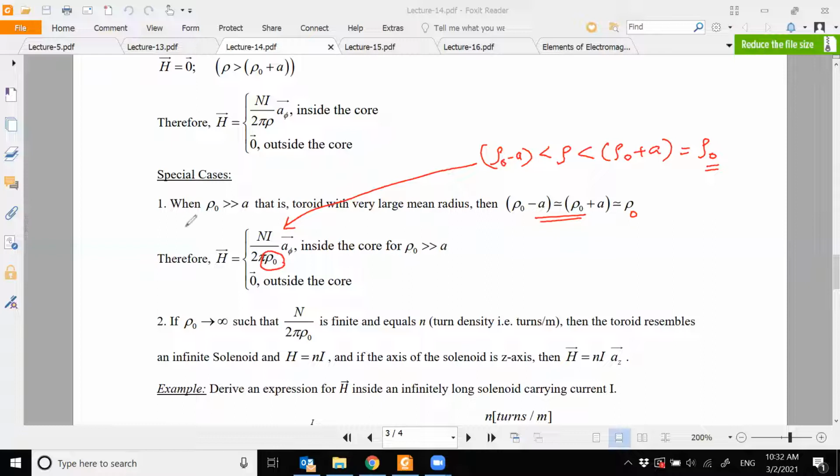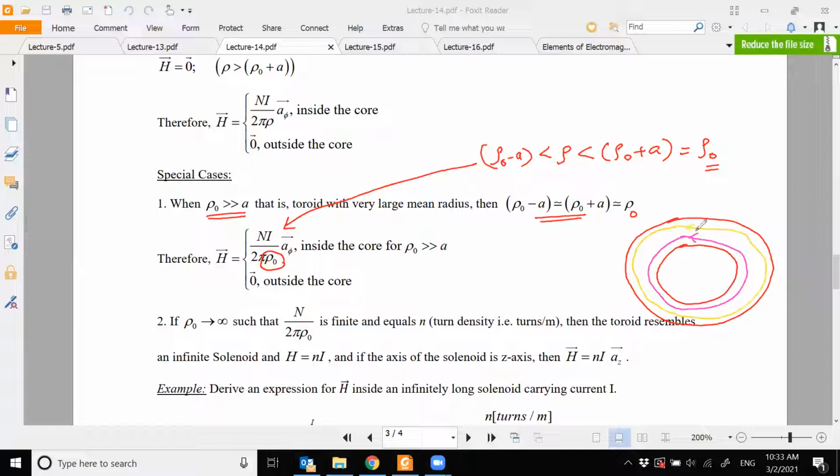That means under this condition, I can say that inside my core, if this is my toroid, and I'm here, this is the magnetic field, and if I'm here, this is the magnetic field. But what I'm saying is that the magenta or pink color and the yellow color magnetic field will almost be the same. Why? Because moving in this direction will not affect the magnetic field under this condition.